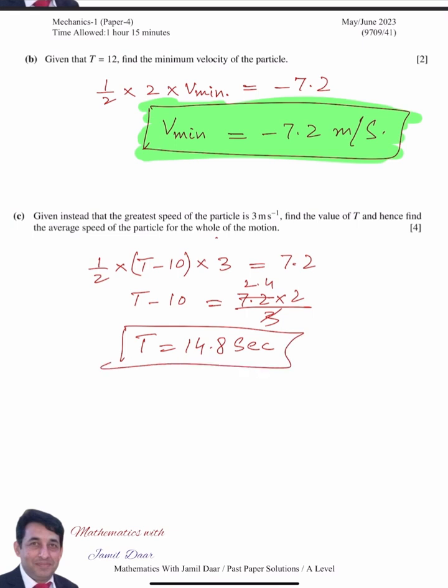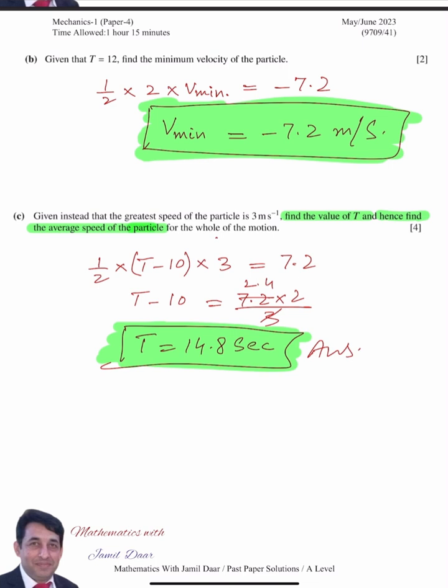Okay, hence find the value of t. So we have done it. This is your first answer, which we have found: t is equal to 14.8 seconds. And next we have to find the average speed.